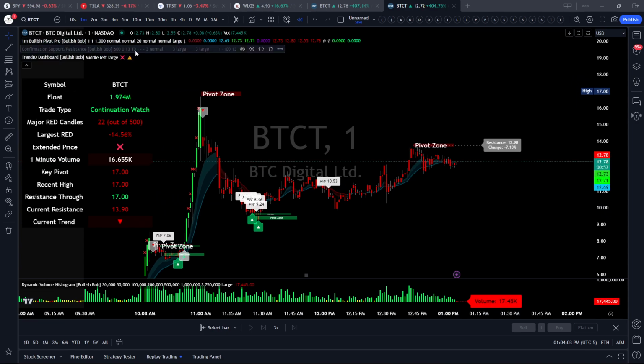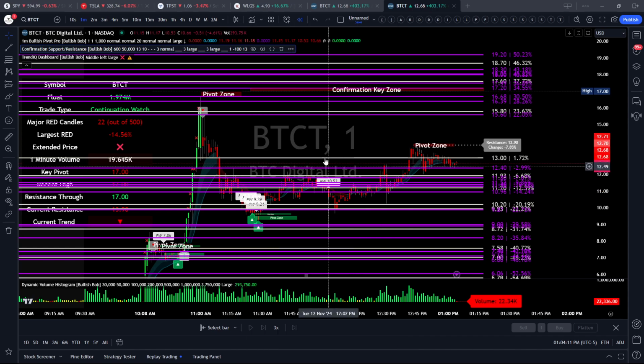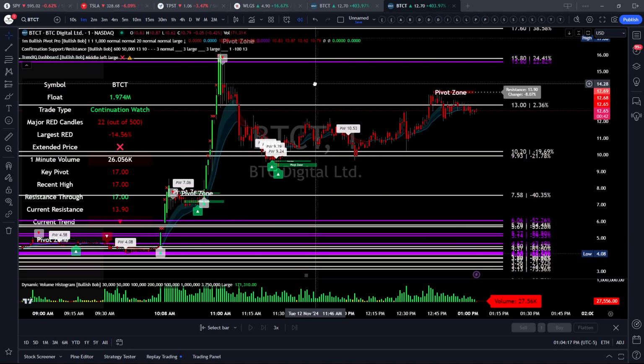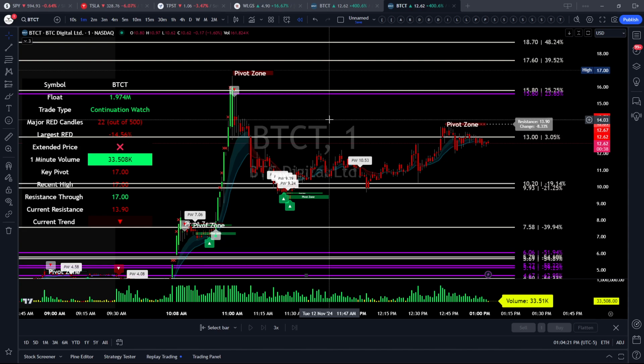If I pull up the confirmation support resistance, you can change the volume on this. Let me change this to 50,000. There we go, and hit OK. So I'm going to change the volume on this. It should eliminate some of these lines and levels. So you can change the volume if you only want to see lines or levels or historical data based on volume. You can do that.